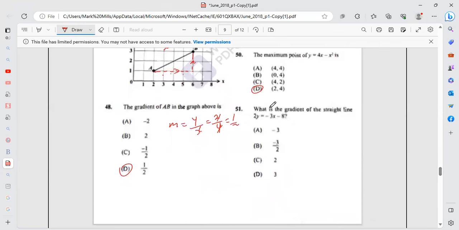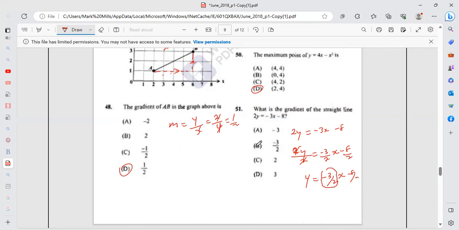Okay, number 51. What is the gradient of the straight line? So that being 2y is equal to negative 3x minus 8. So we use this 2 to divide both sides. This one should be 2y divided by 2 is equal to negative 3 over 2 x minus 8 over 2. So this and this cancel. So it'll be y is equal to negative 3 over 2x minus 8 over 2. So they want to find a gradient. The gradient definitely going to be this one here. This is the gradient, right?